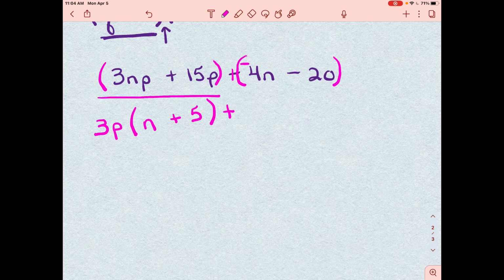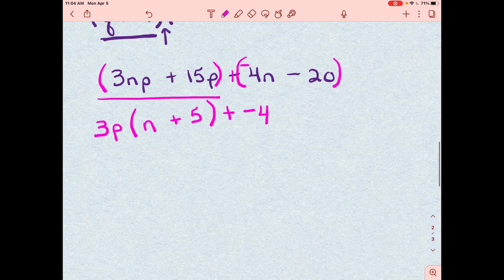Is there something that's common in here that would leave behind n plus 5? Yes, there is. There is a negative 4, because negative 4 goes into negative 4, and negative 4 goes into negative 20. There's not an n because they both don't have an n, so let's try just taking out negative 4. If I take negative 4 out of negative 4n, that leaves behind an n. We can always go back and say negative 4 times n is negative 4n. If I take negative 4 out of negative 20, that is going to leave behind a positive 5.